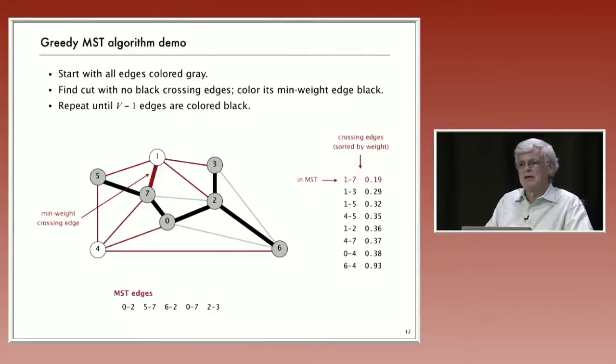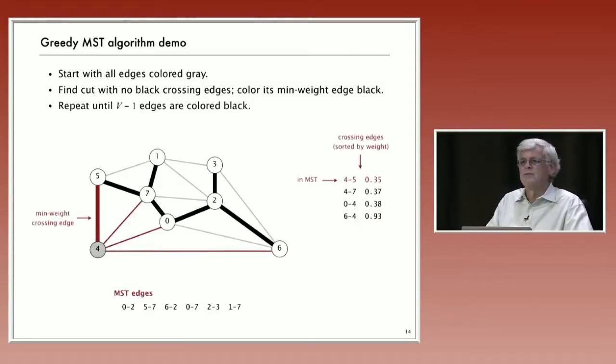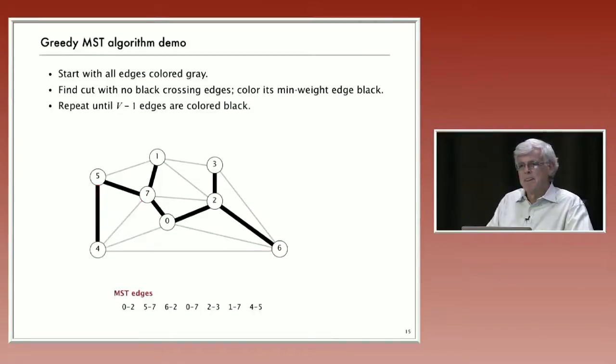Notice in this case we got the nodes in the tree on one side of the cut and the nodes not in the tree on the other side of the cut. One of our algorithms will always have that property. So now we add 1 and 7 to that, and now the last thing is the only cut that has no black edges is the one that puts 4 on one side and all the rest on the other, and the minimum weight crossing edge for that one is 5, 4.